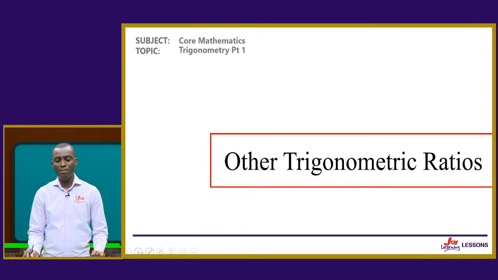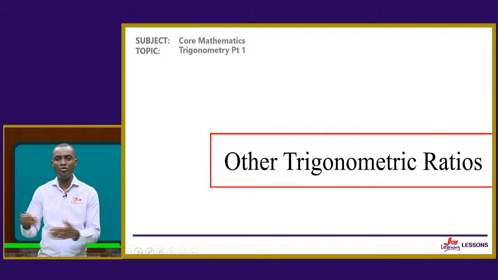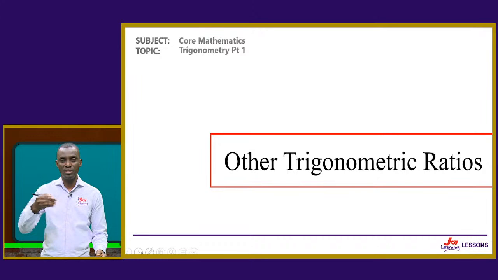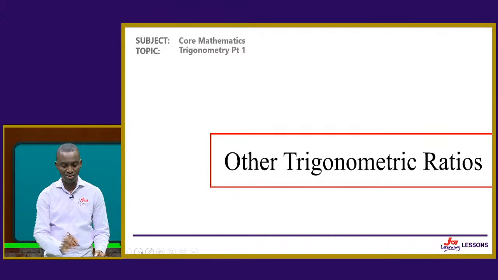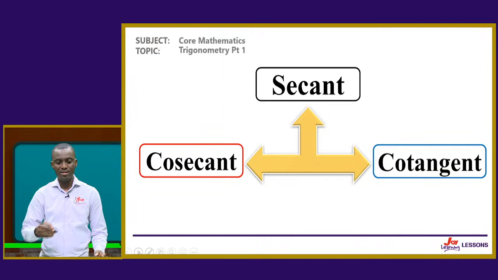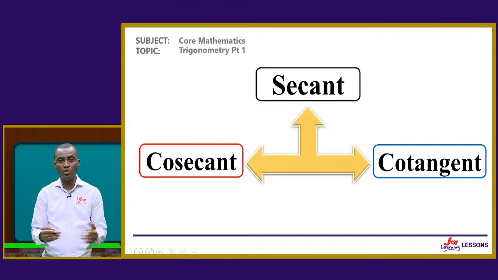Apart from these fundamental ratios that we talked about right now, we have other ratios which EMAS students, or those who are doing elective math, study more of. But since I'm doing core math, I won't go into detail. I will just mention them to you. So we have what we call the secant, cosecant, and then the cotangent. They are additional ratios that we use in doing complex calculations, as far as trigonometry is concerned.